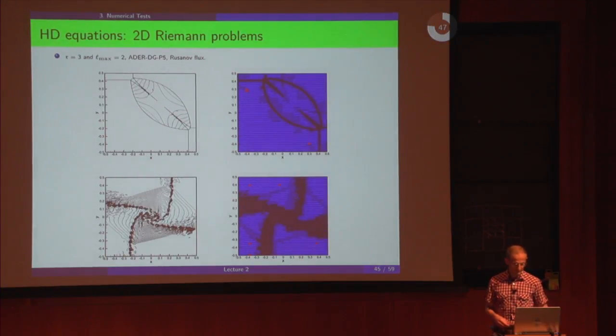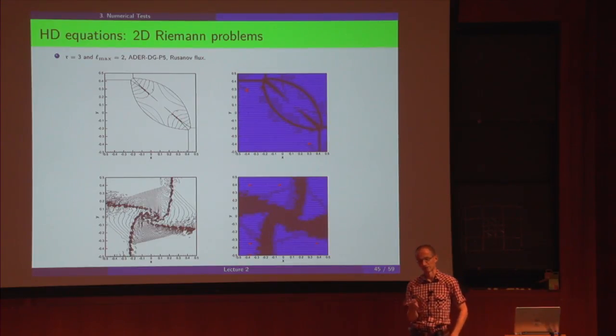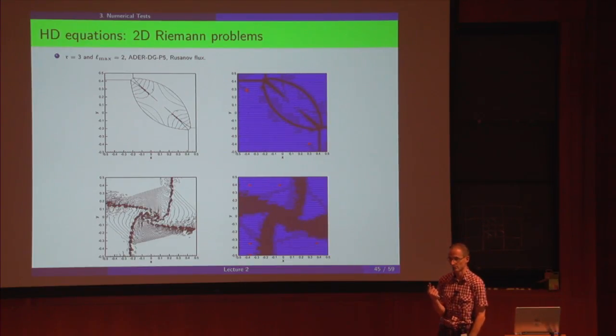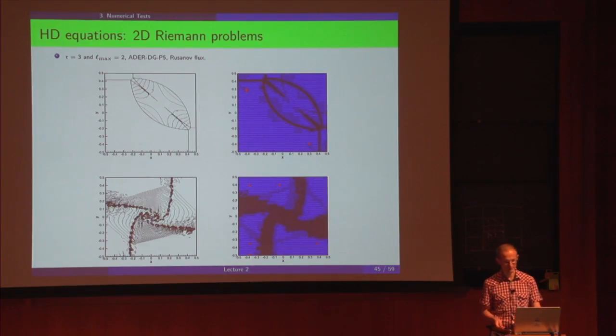Now, other cases. For example, this one is a two-dimensional Riemann problem, with two levels of refinement. This is a polynomial of order 5 with a simple Rusanov flux. The Rusanov is the same as local Lax-Friedrichs. Now, there is a single eigenvalue used in the Riemann solver. So it's the easiest of the Riemann solvers that you may think of.